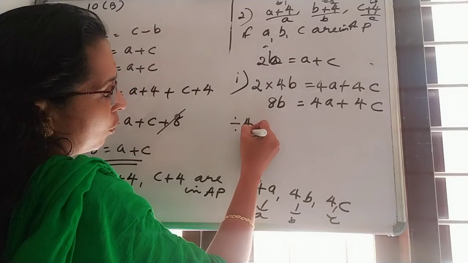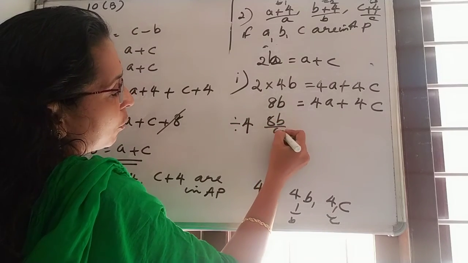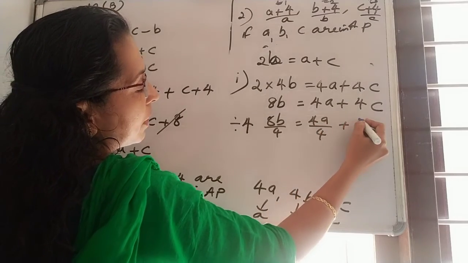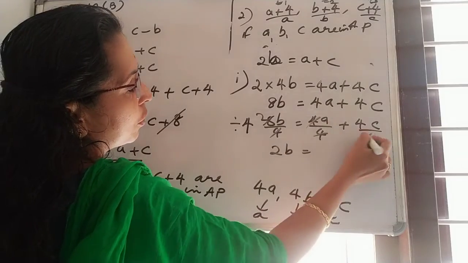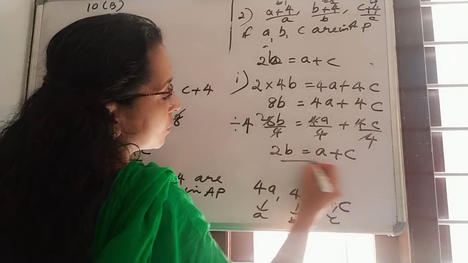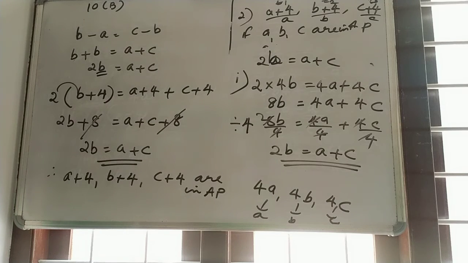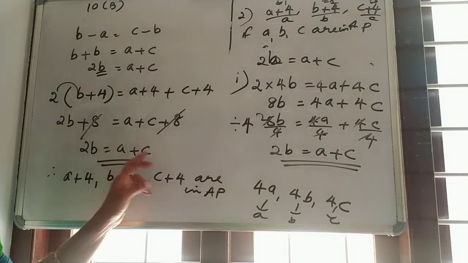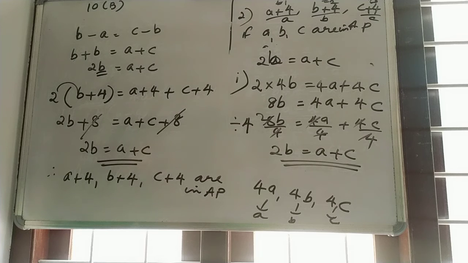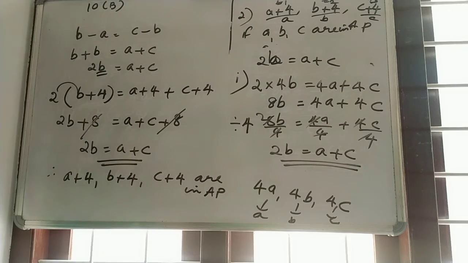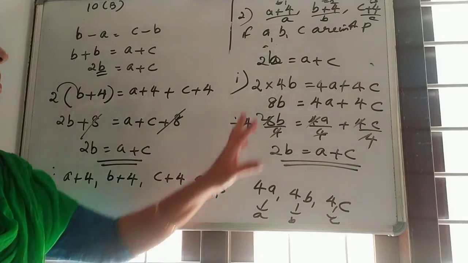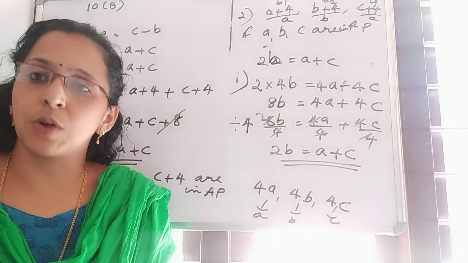Dividing throughout by 4, it will be 8B by 4 is equal to 4A by 4 plus 4C by 4. So 2B is equal to A plus C, as the 4 cancels. So in the first part also we got 2B is equal to A plus C, and in the second part also 2B is equal to A plus C. So in the first question, if A, B, C are in AP, we can say that 4A, 4B, 4C are in AP. In the second question also, if A, B, C are in AP, we can say that A plus 4, B plus 4 and C plus 4 are in AP.